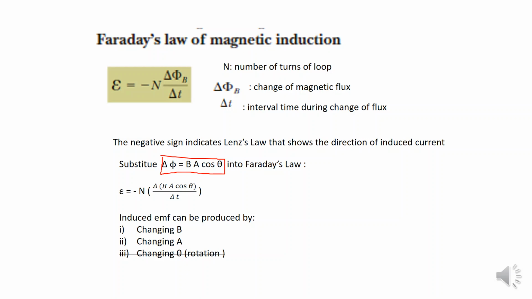So in this chapter, we just consider two ways to produce induced EMF: by changing the magnetic field and by changing the area. We are going to skip the third method here.